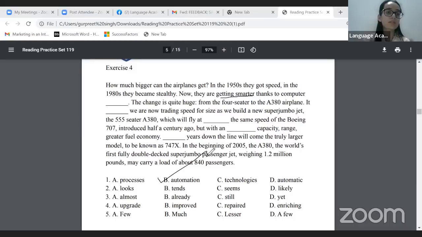Name some processes, no? If you're selecting an answer, ask yourself, if I'm writing computer processes, what do I mean by that? What is the meaning of computer process? Do I have any examples for computer processes or computer technologies? Do these things even exist? Right? So these are the things you should write down, because these are the ways of checking that what you are writing, what you are selecting is right or not. The change is quite huge from the four-seater to the A380 airplane.